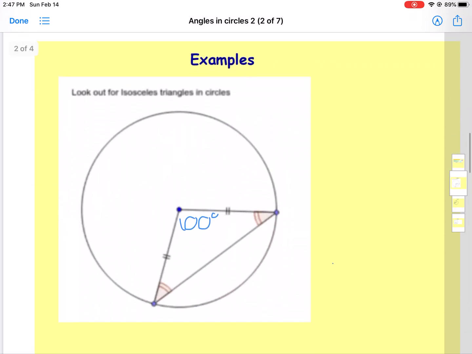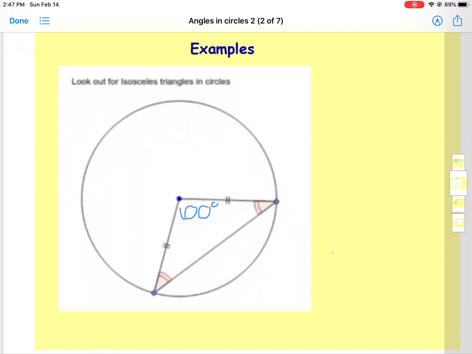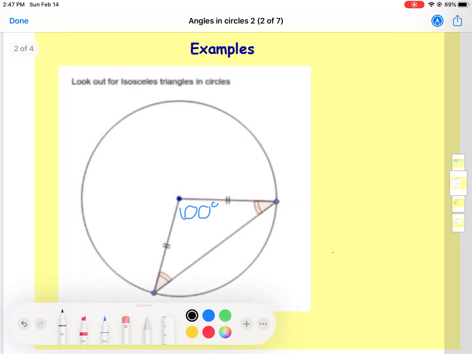So let's have a look at how these isosceles triangles can be calculated within circles. In this diagram here, we are given a circle. We know that the point in the middle is the centre of the circle.